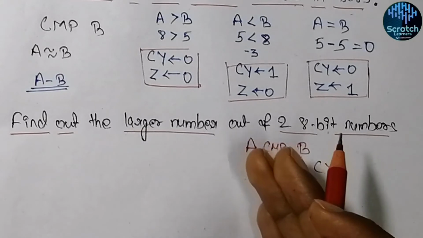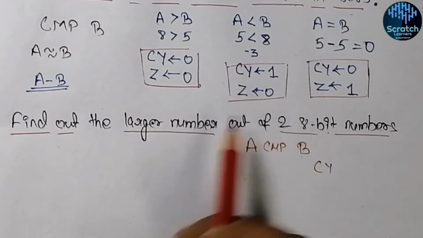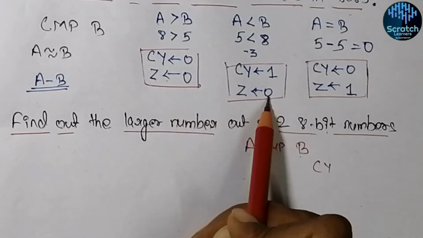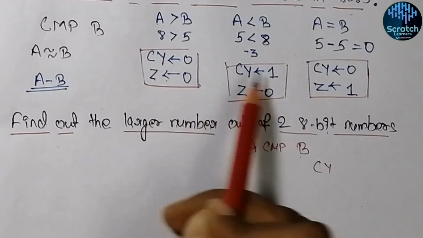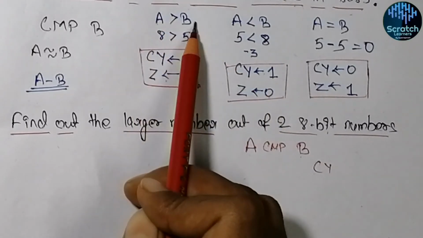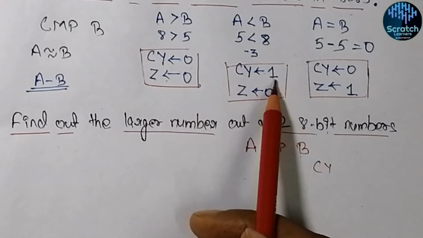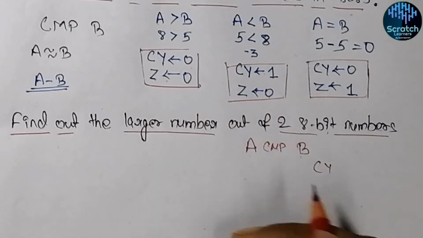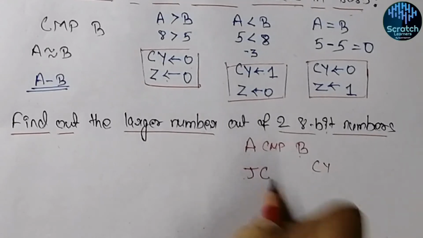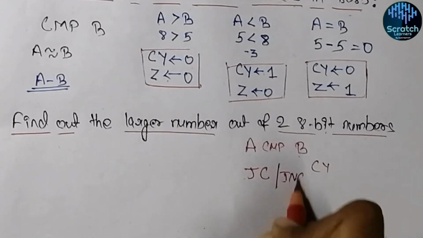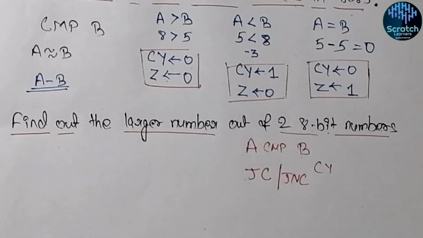So how can we check which data is greater or lesser? See here, the zero flags are the same, but the carry flags are different. When A is greater than B, the carry flag is equal to 0, but here the carry flag is equal to 1. So we will check the carry flag. We will use the JC instruction or the JNC instruction. Now let's see which we will use in this case.